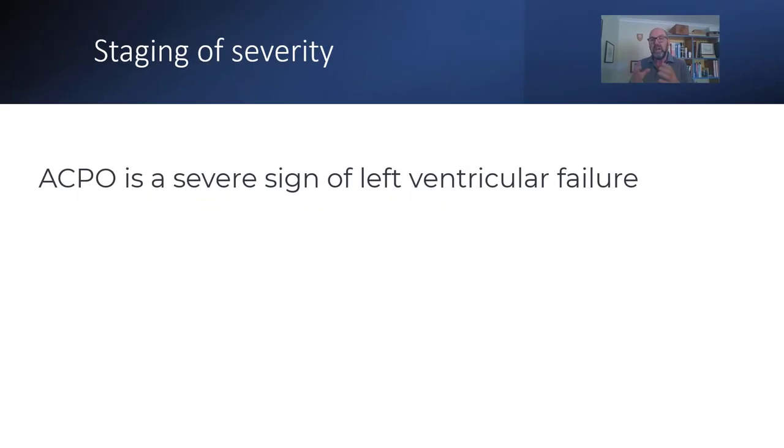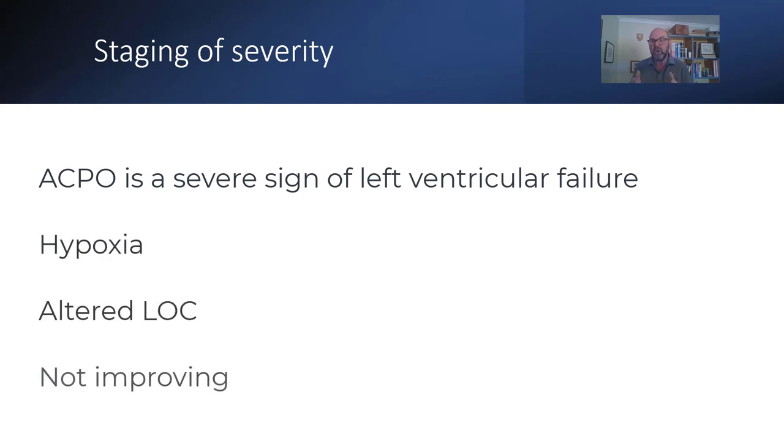By definition, acute cardiogenic pulmonary edema is a severe presentation of left ventricular failure. Any change in the patient's baseline indicates an advancing dysfunction and is very likely to require some degree of treatment. The key point in assessing severity is recognizing the presence of hypoxia, altered mental status, and worsening signs of perfusion.